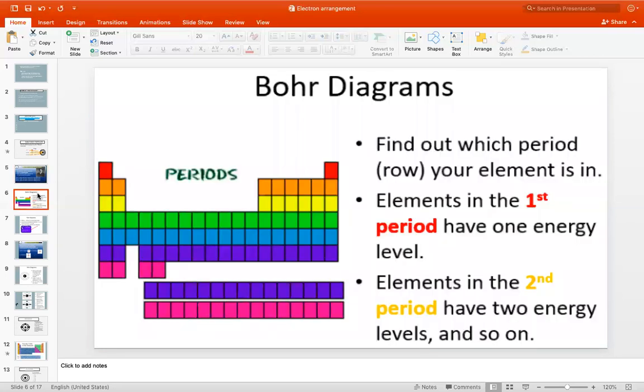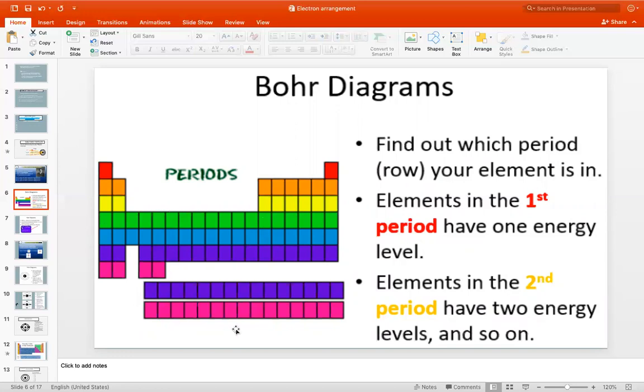So do you know the periodic table? The periodic table is made up of periods, the horizontal rows, and groups, right? So for drawing the electronic configuration of an atom, we are looking at the periods. So, you know, this is period 1, the orange one is period 2, the yellow one is period 3, and 4, 5, 6, so on.